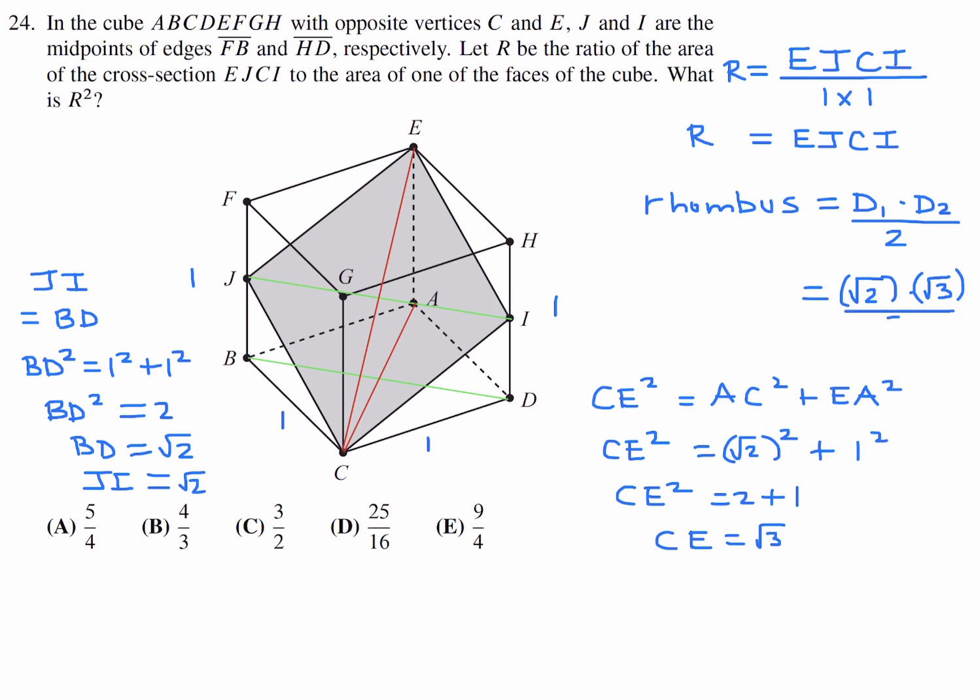And that's over 2. So this becomes root 6 over 2. So R was root 6 over 2. Now they want me to figure out R squared. So that's just root 6 over 2 all squared, and that's 6 over 4, which is 3 over 2. And therefore, number 24, the answer is C.